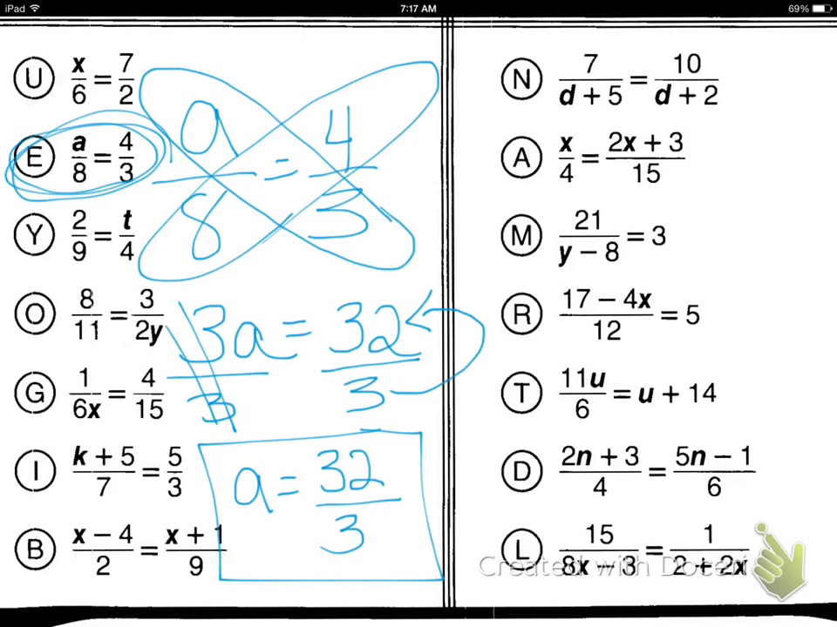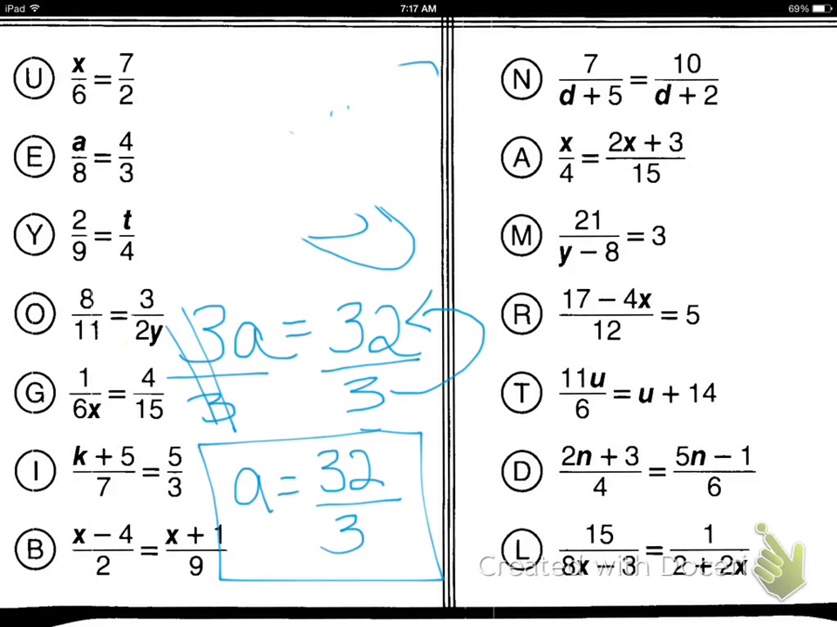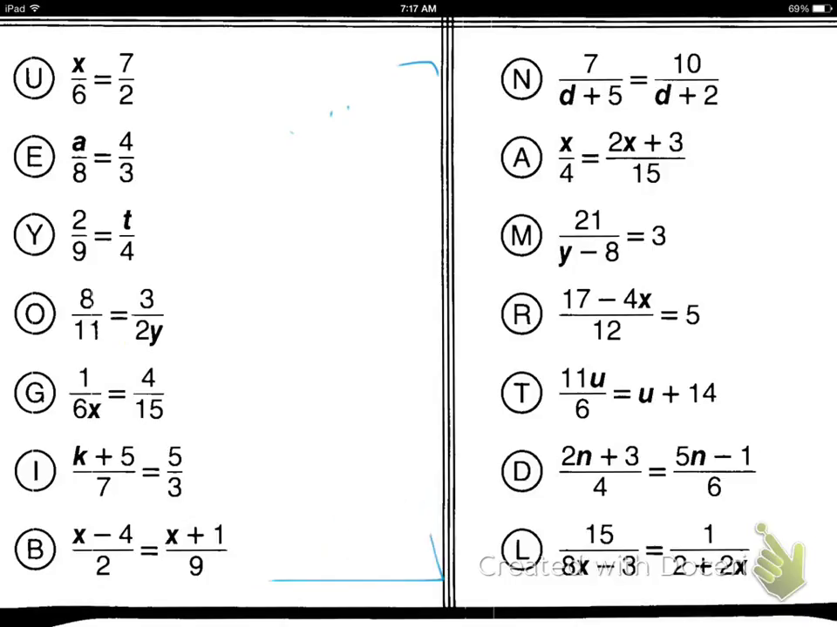Let's try another one. Okay, let's erase this and try another simple one. And then we'll go to some harder ones. Those of you that are bored by what I'm saying, please feel free to fast forward and find me talking about something that doesn't bore you.